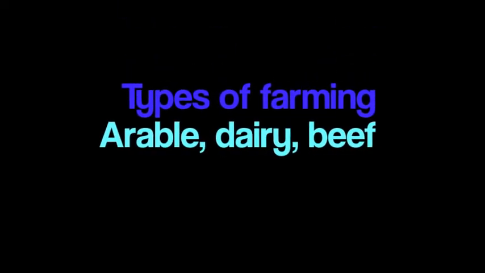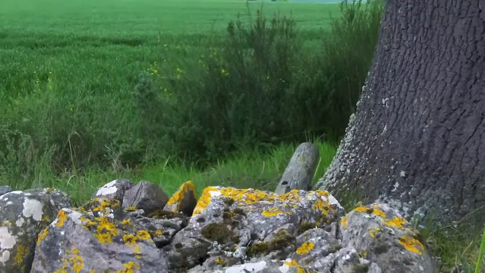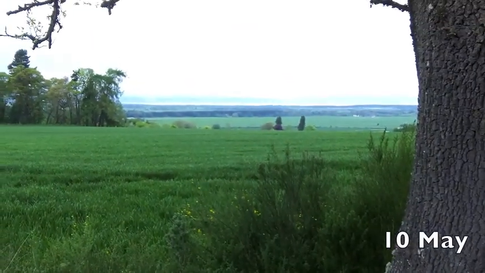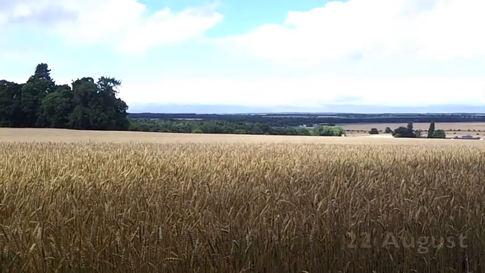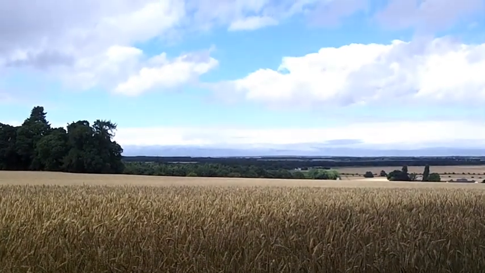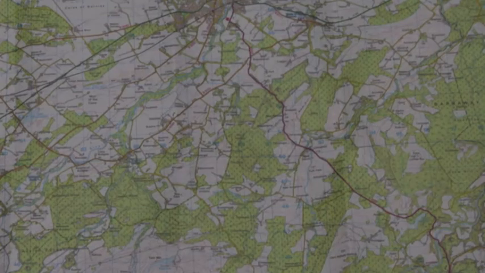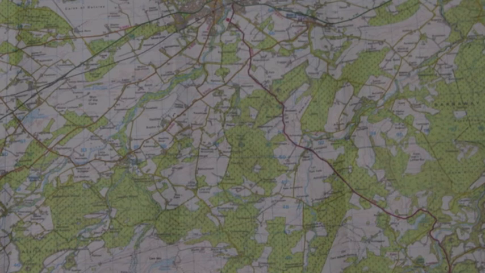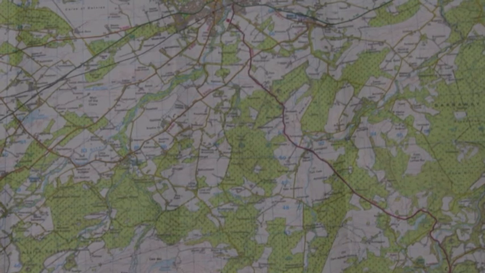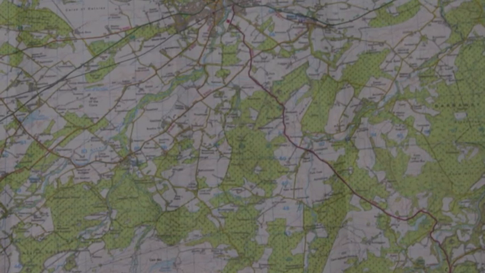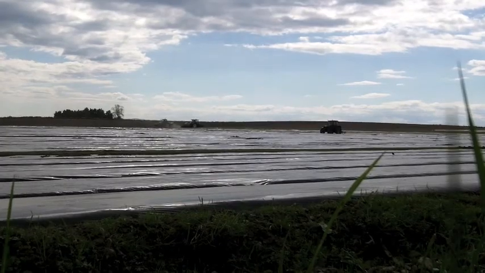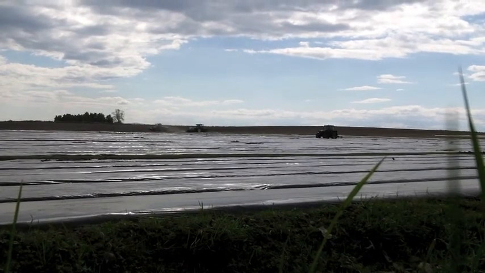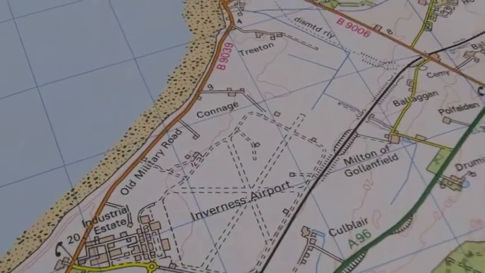Third example, farming. Here is a field in May. Here's the same field in August. The clue for farming on the OS map is usually where a farm is marked with the letters FM, like Park Farm. This farm is called Connage.